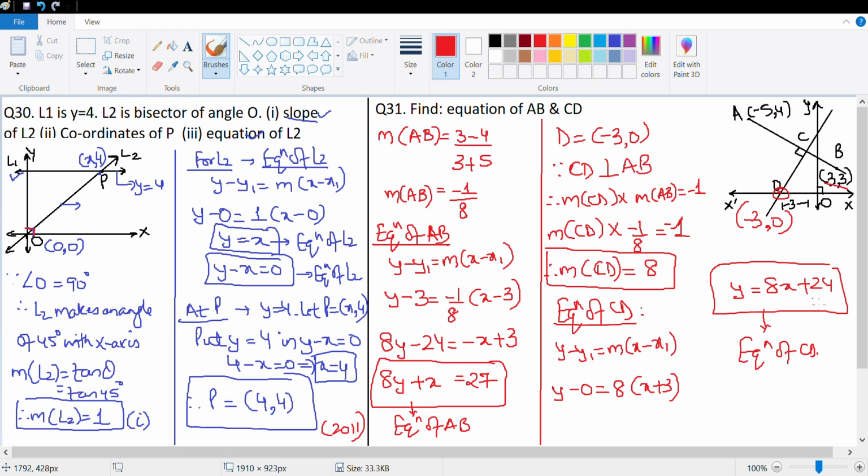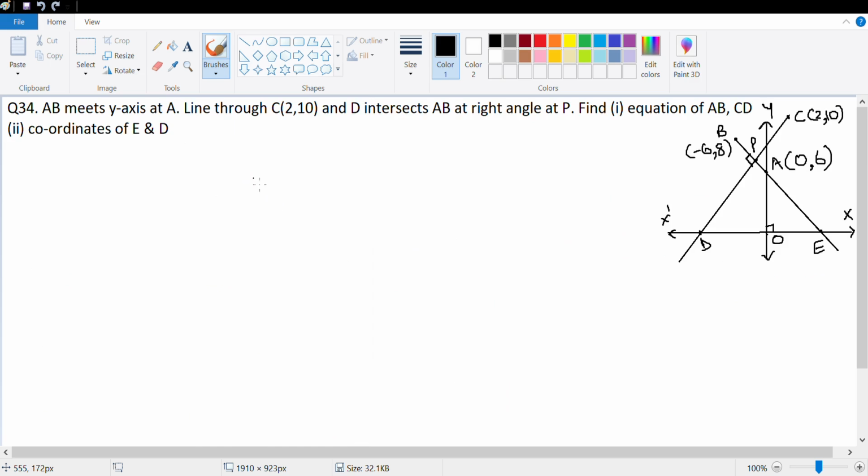Perfect. So again, we figured out both of them. Let's look at the next question. The next question that we do would be question number 34.